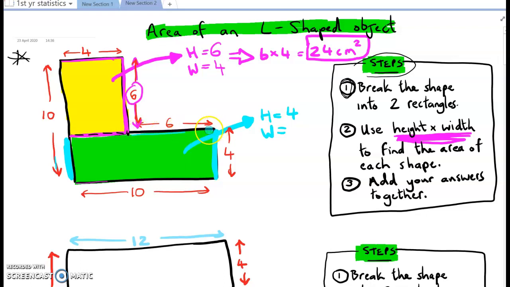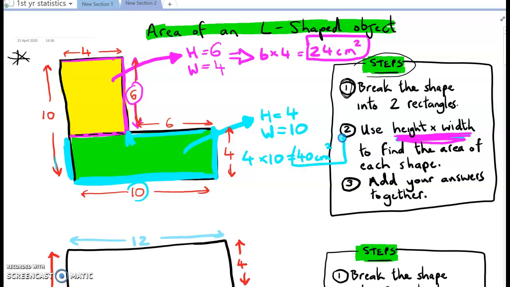No. 6 is only this bit from here to here. There. We want the entire width of that green box. What is it? It's 10. So the width is 10. So what's the area? Well, the area again is height multiplied by width. So 4 multiplied by 10 is 40 centimeters squared. So that's the area of the green rectangle.